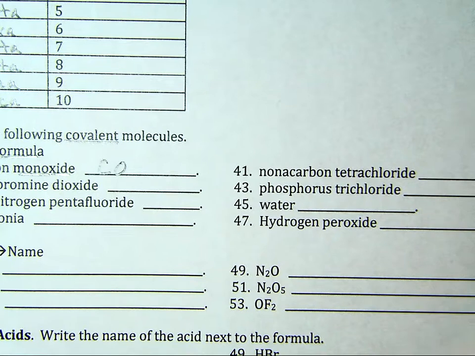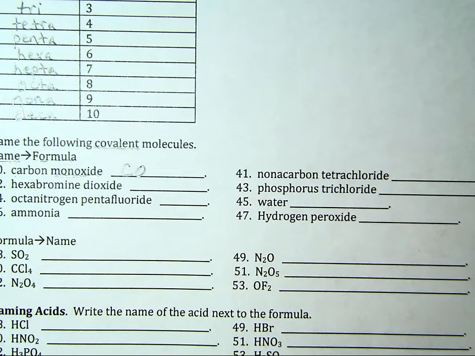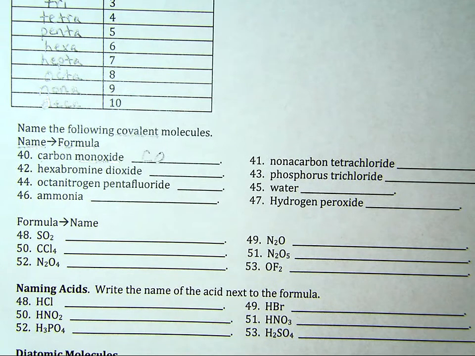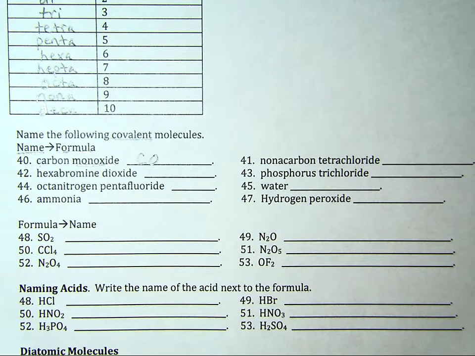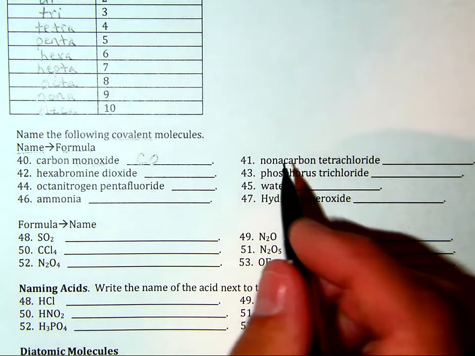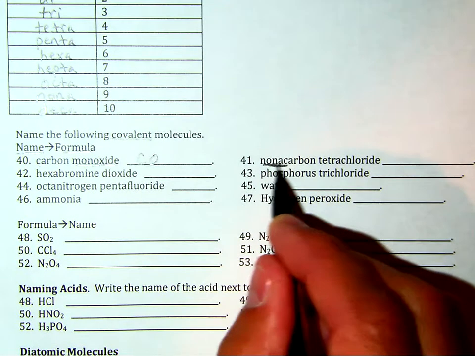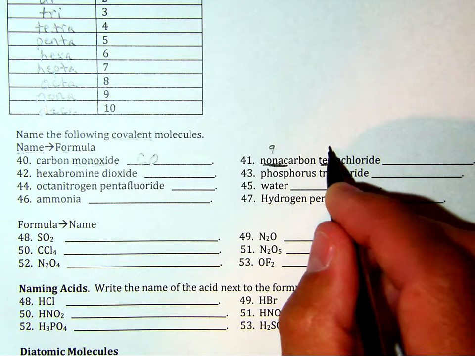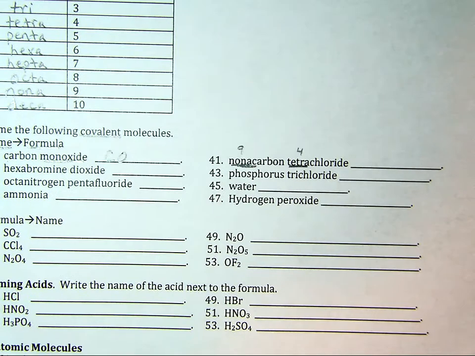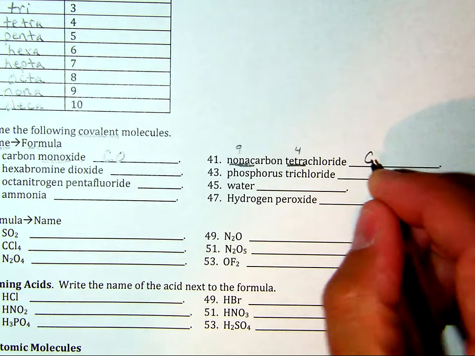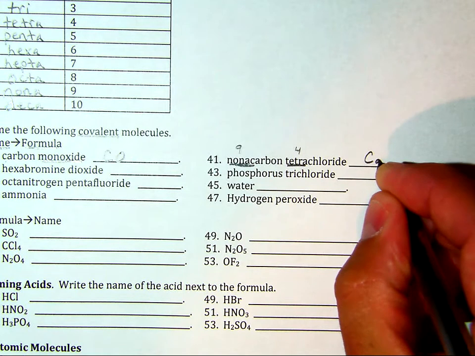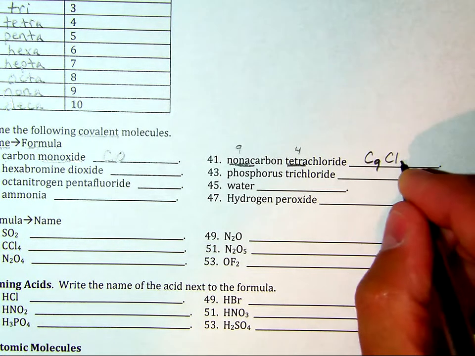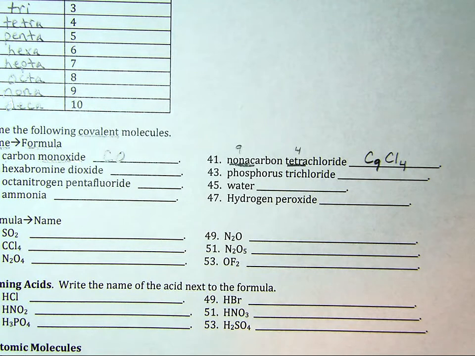41 is nona carbon tetrachloride. So when we look at these prefixes, nona means 9 and tetra means 4. So when we name it, we've got to keep that in mind. Carbon is C. I've got 9 of them, so C9, and chlorine is Cl, and the tetra means we've got 4 of them. So C9Cl4.